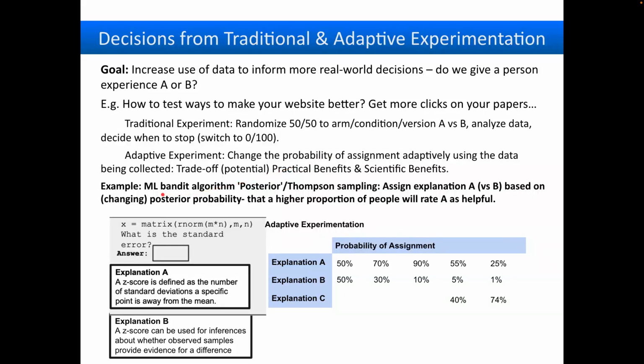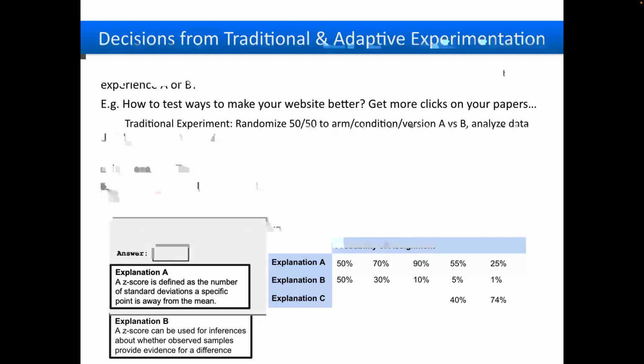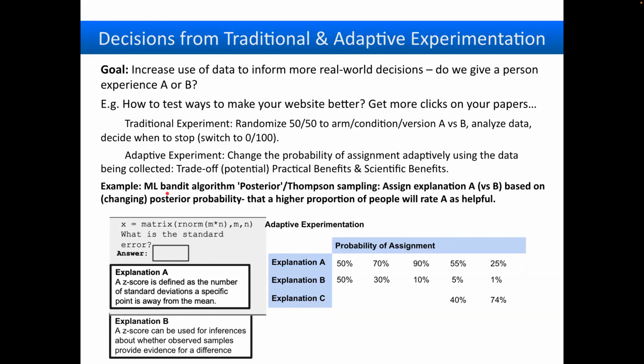And here's an example that I'm going to focus on within this talk. One particular machine learning algorithm for what's called a multi-arm bandit problem. And let's call this "posterior" (you'll see why it's in quotations later on) Thompson sampling. And the key idea, again using an example, is this: if you're saying explanation A or B of a statistics concept, so explanation A of what a z-score is, explanation B of what it can be used for, and your outcome is whether people say that was helpful or not. What if you assign that explanation A or B based on the changing posterior probability that the proportion of people who say explanation A is helpful is greater than the proportion of people who say explanation B is helpful?